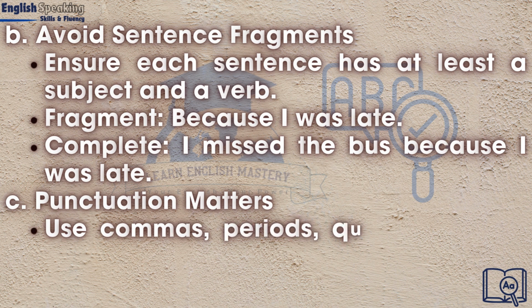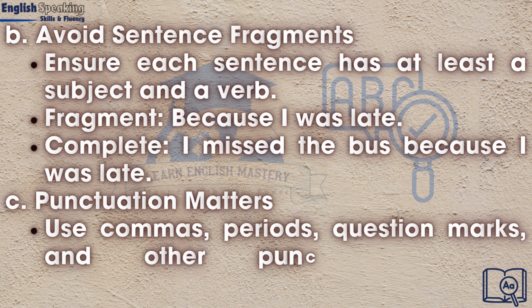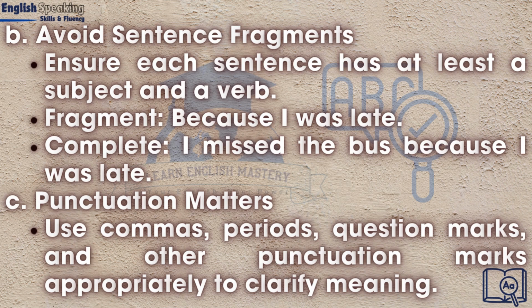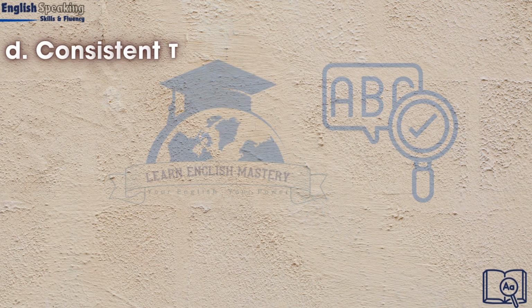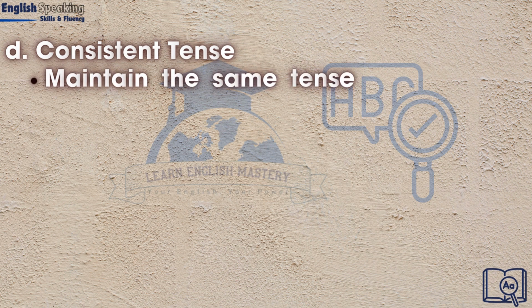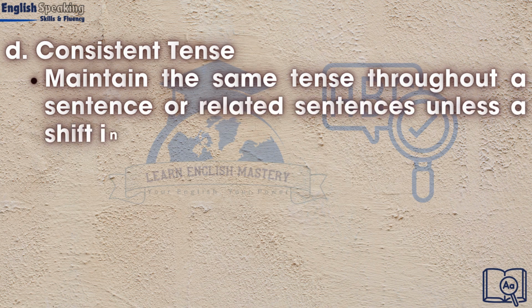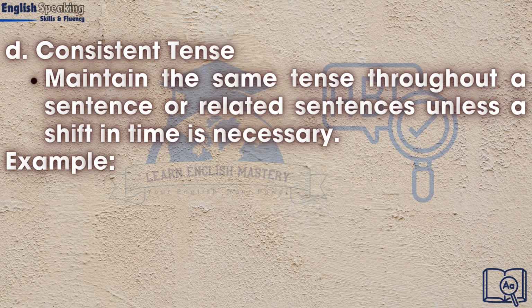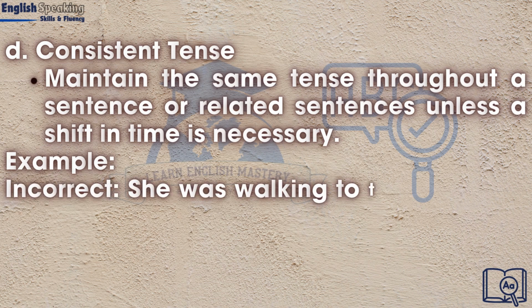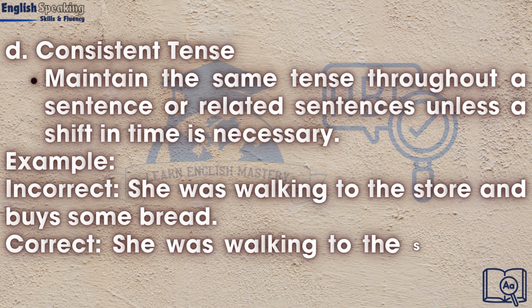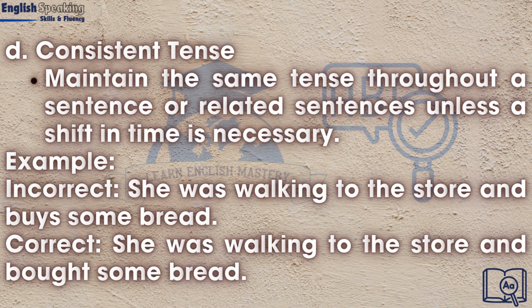C. Punctuation matters. Use commas, periods, question marks, and other punctuation marks appropriately to clarify meaning. D. Consistent tense. Maintain the same tense throughout a sentence or related sentences unless a shift in time is necessary. Example. Incorrect: She was walking to the store and buys some bread. Correct: She was walking to the store and bought some bread.